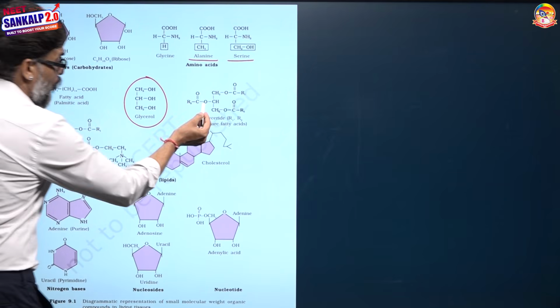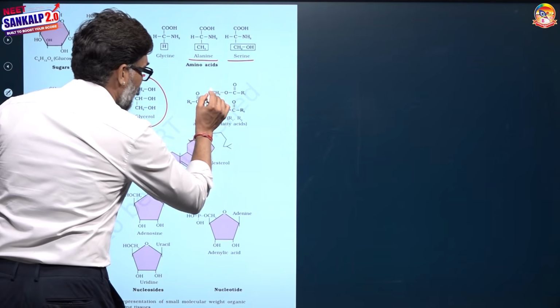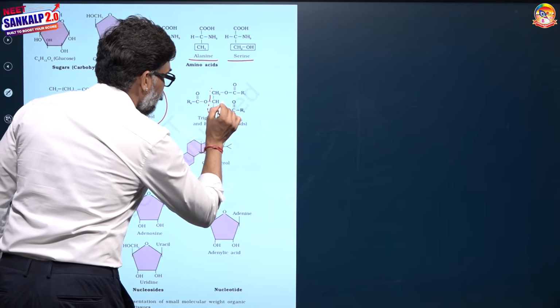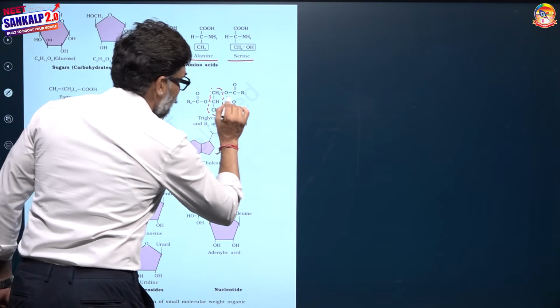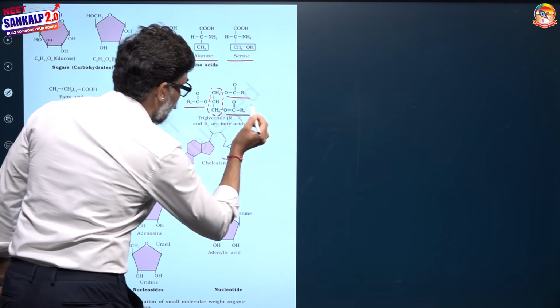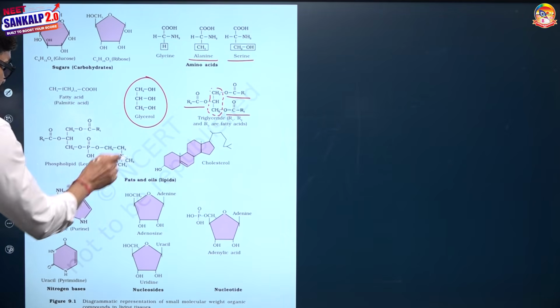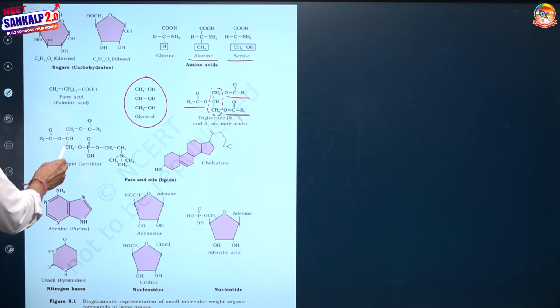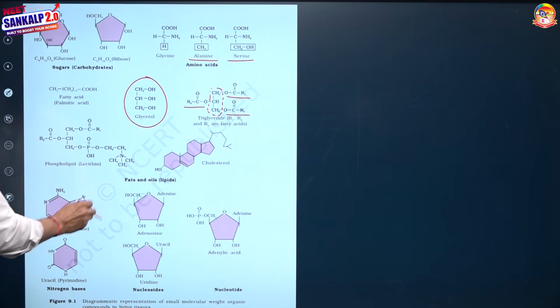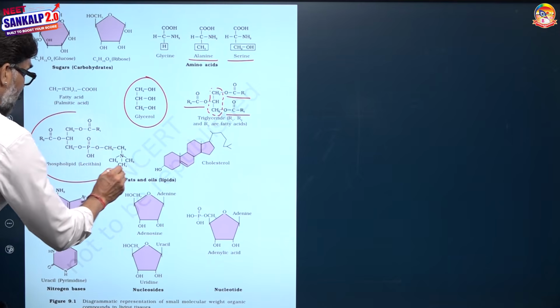When over the one glycerol, this part I highlight, this is glycerol, one fatty acid, second fatty acid and third fatty acid get attached, so what does it become? Triglyceride. One of the phospholipids is mentioned here, in which one glycerol, two fatty acids, one phosphoric acid and one nitrogen containing group, choline, are present. So this structure is known as lecithin.